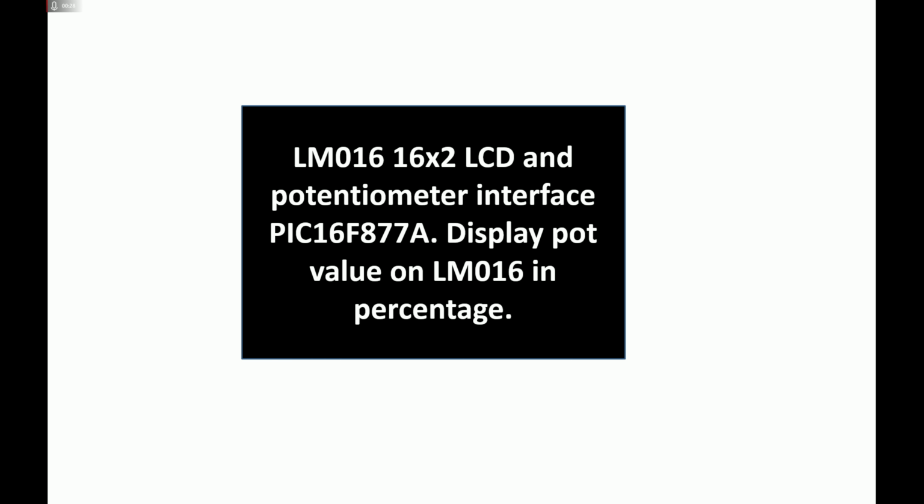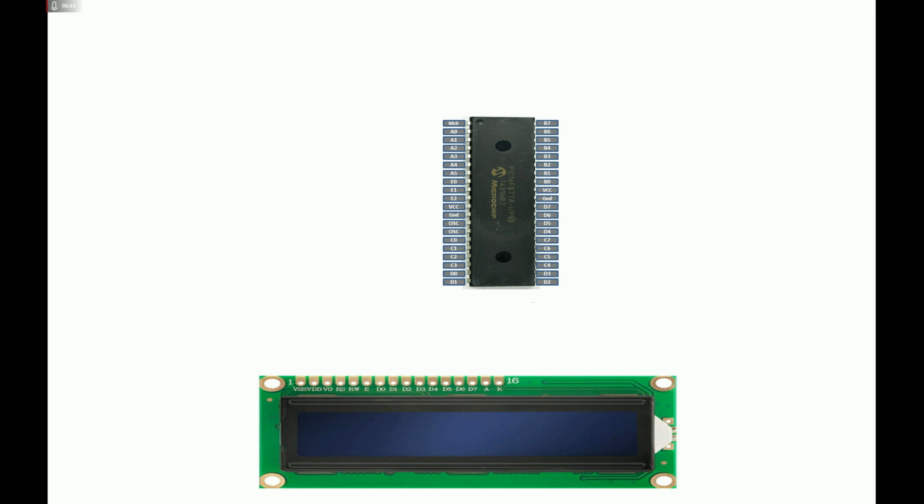So let's get started. So guys, this over here is a 16x2 LM016 LCD that we are going to use. Now let's do the connections of the LCD first. So this is our PIC16F877A microcontroller having 40 pins. It's a DIP version. This over here is a 16x2 LCD because it can have 16 characters in one row and it has a total of 2 rows, so it's called 16x2.